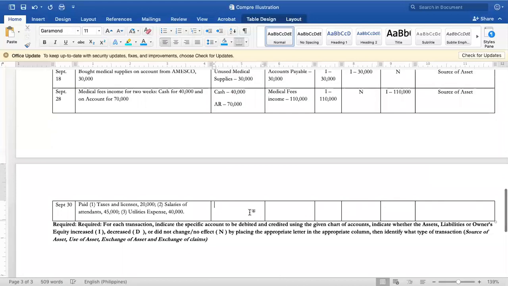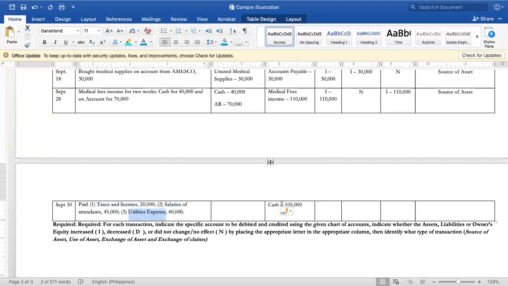Okay, last. On September 30, paid taxes and licenses, salaries of attendants, utilities expense. So, dire September 30, katapusan, nagbayad ta sa atong mga expenses. Therefore, sure ta atong credit cash because nagbayad ta. Pilay total sa atong gibayaran? That's 20, 45 plus 40, that's 85, that is 105,000. Question, sa itong i-debit, di ba? Siyempre, ang gasto, di ba? Nagbayad tag licenses, bayad tag salaries, nagbayad tag expense.